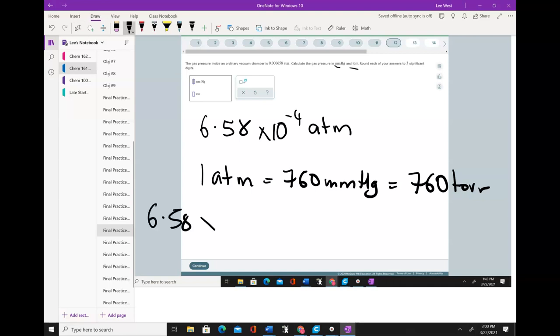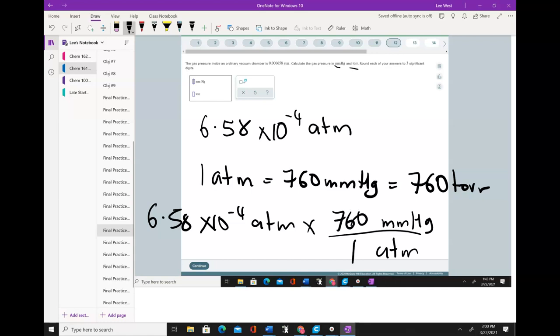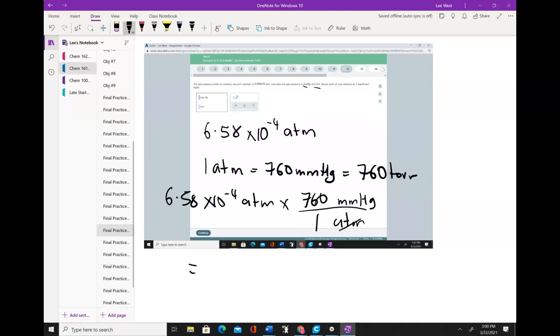So 6.58 by 10 to the minus 4 ATM times, and then we need ATM on the bottom, don't we? And millimeters of mercury on the top. And that's it. So you just have to multiply that number by 760. ATM cancels out, leaves me with millimeters of mercury. It says give your answer to 3 significant digits. So 6.58 by 10 to the minus 4 times 760 ends up being 0.5001, so 0.500. And that's it. That's 3 sig figs.